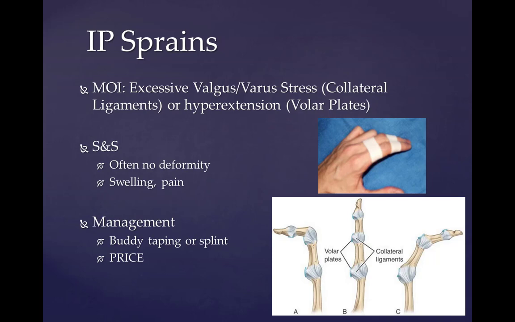Treatment of an IP sprain is typically buddy taping, which is when the finger is taped to the nearest available healthy finger, or splinting of the fingers or thumb. Also, PRICE can help with pain management.